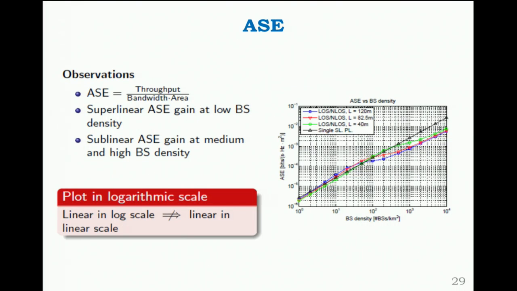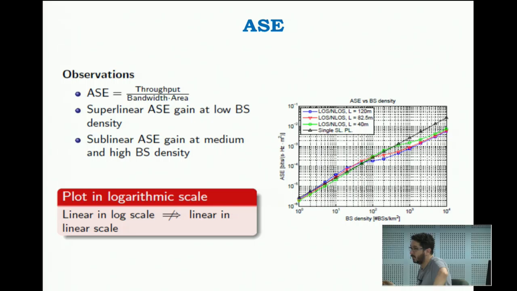About area spectral efficiency, it's a ratio. You have throughput divided by bandwidth times area. So in the single slope case, everything is logarithmic here, okay? You have a straight line. In the case of the double slope path loss model, you have first a superlinear behavior and then a sublinear behavior. Again, very much a consequence of how SINR behaves. In a sense, for lower densities, SINR behaves better than we would expect, and for higher densities, worse, and even more so if you consider the line of sight likelihood, right? So it's much better in the beginning and then much worse at the end of the density range.